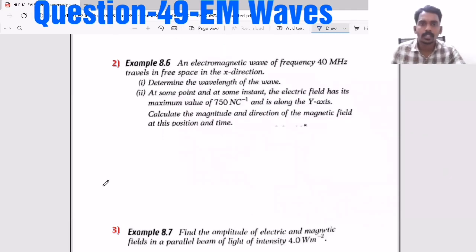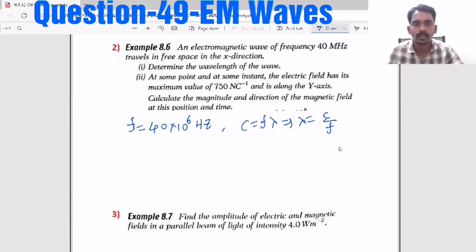Now here, one more question. An electromagnetic wave of frequency 40 mega, mega means 10 power 6, travels in free space in the x direction. Determine the wavelength. See, C equals F lambda, so lambda equals C by F. So the C value you know, and the F value they have given.